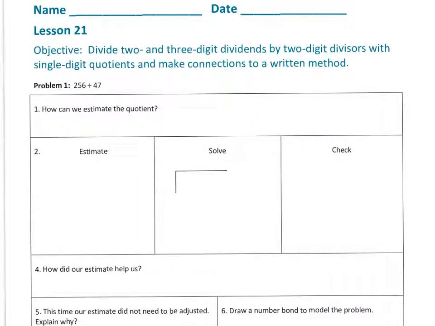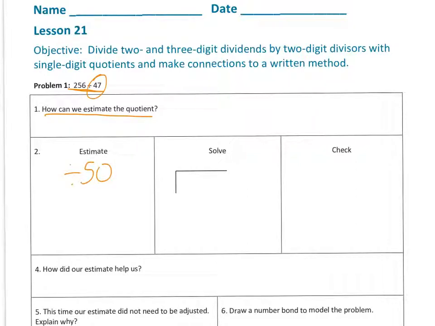Hey, fifth graders, let's get ready for some more division work. So checking out our first problem, 256 divided by 47. And you know the drill right now for how we can estimate the quotient. We're going to do some rounding. So let's round this guy to 50.